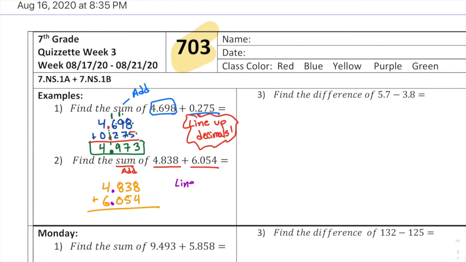So line up decimals is super important. I'm going to write it again. And now we add 8 plus 4, 12. Carry the 1. 1 plus 3 is 4. 4 plus 5, that is 9. 8 plus 0 is 8. Bring the decimal straight down. And then we finally have 4 plus 6 is 10. So your answer for number 2 is 10.892.